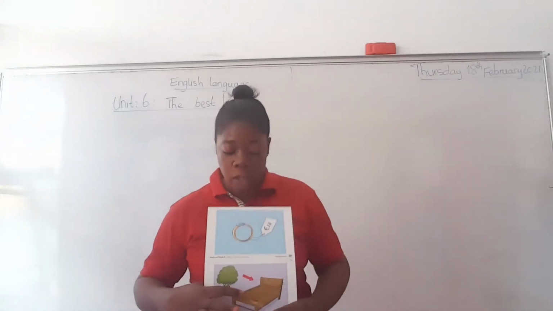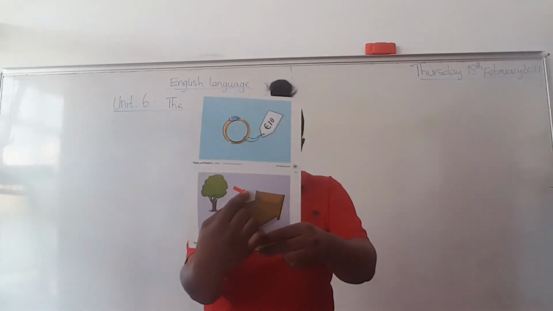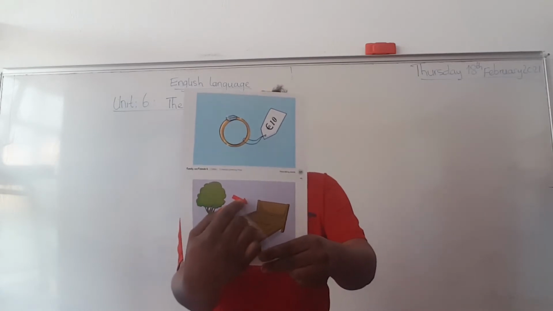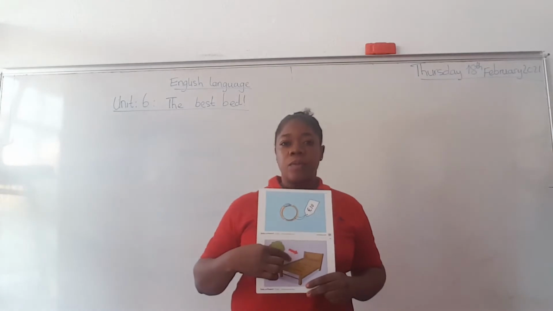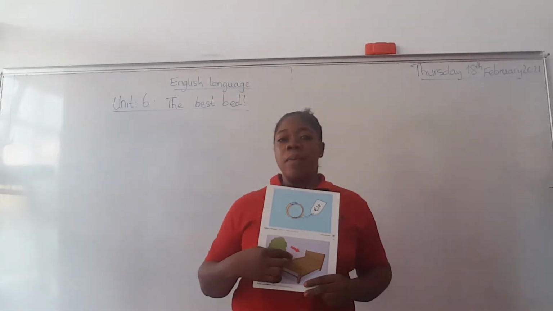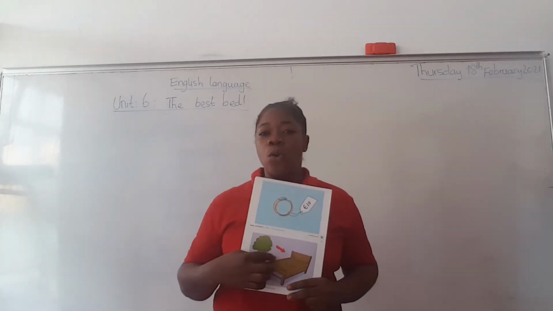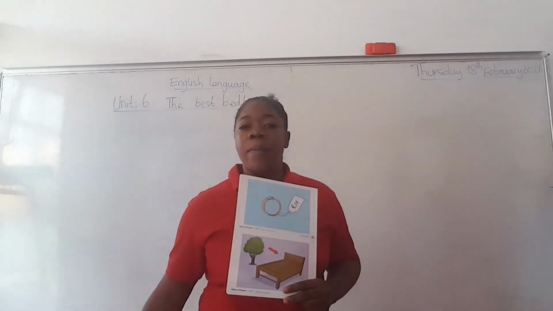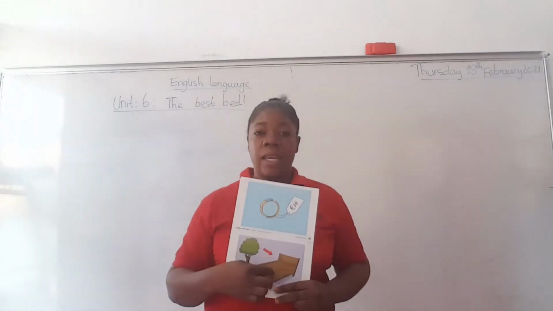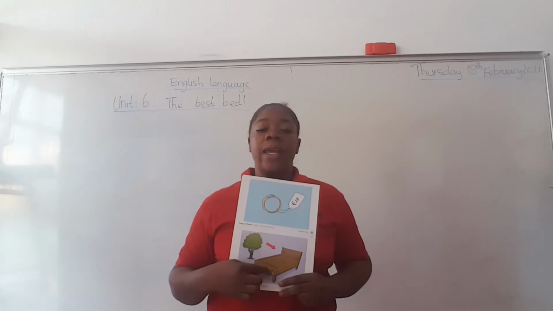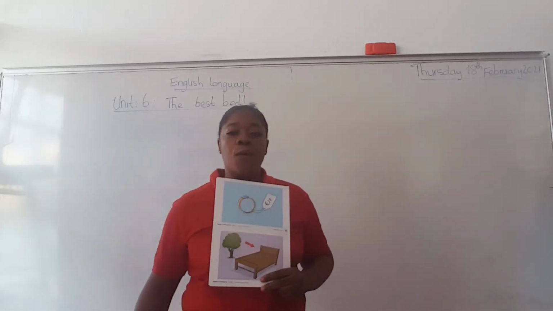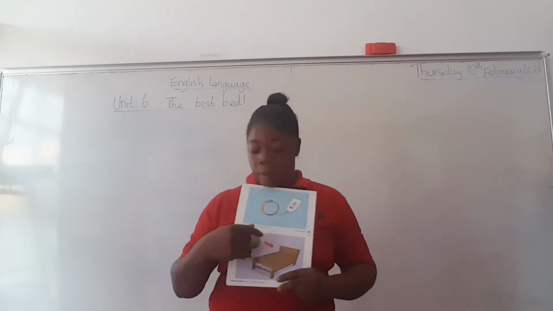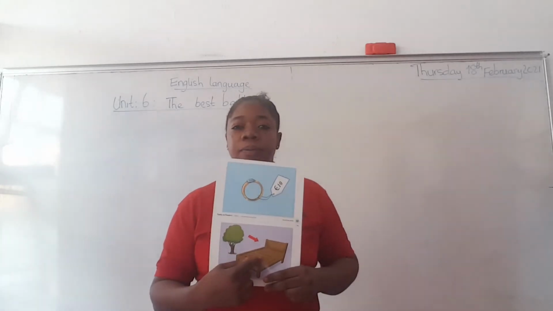The next word is wooden. Wooden. Point and read. Say wooden. Wooden is something made out of wood. Your bed can be made out of wood. This is a wooden bed. In our classrooms, we have our tables made out of wood. Say wood. Wooden.